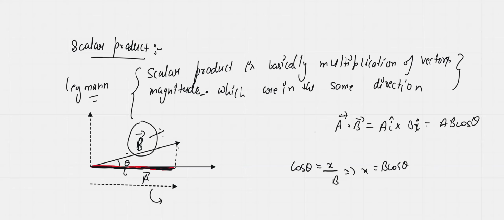This is the direct thing. I'll write here: A B cos theta. This is what the solution is. This is the way I gave you the definition, and on the basis of this we have solved it.